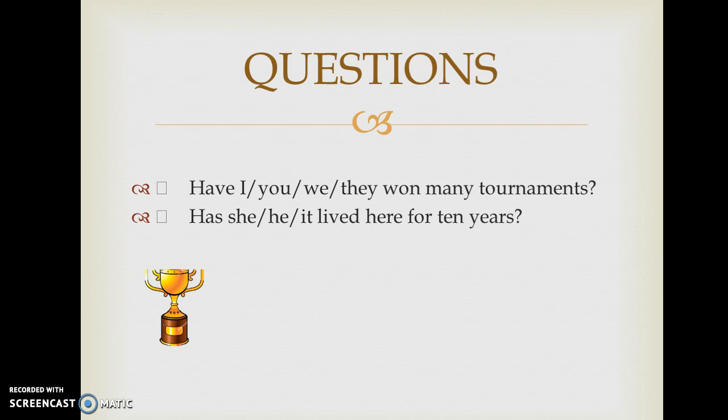The answers should be short answers: yes, I have, no, I haven't. Yes, they have, no, they haven't. Yes, he has, no, he hasn't. Yes, she has, no, she hasn't. Remember, the English question words precede the auxiliary. So we put the question word and then the auxiliary.